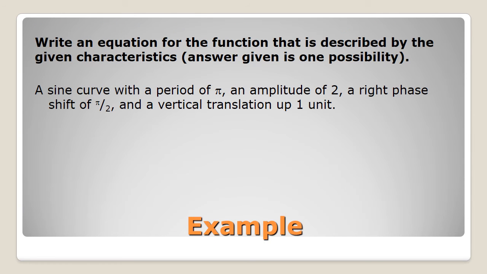Now write an equation for a function that's described. And there may be different possibilities, but this answer is going to be one of them. A sine curve with a period of pi, an amplitude of 2, a right phase shift of pi over 2, and a vertical translation up 1 unit. Okay, this is a little difficult. Keep in mind that the period is 2 pi over b. So remember, the main function that we're using is d plus a sine bx plus c. Pause the recording, give this a try, and resume to check your answer.